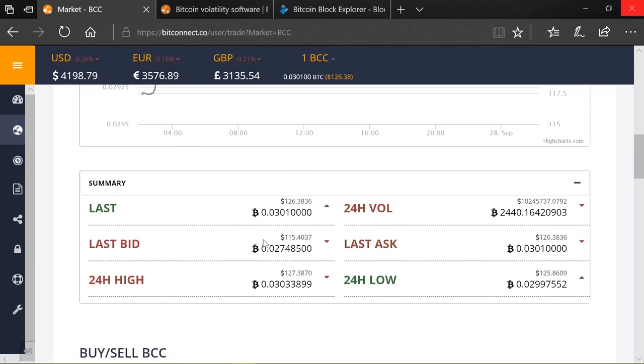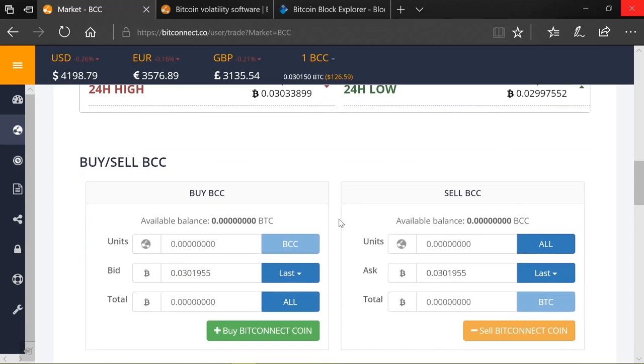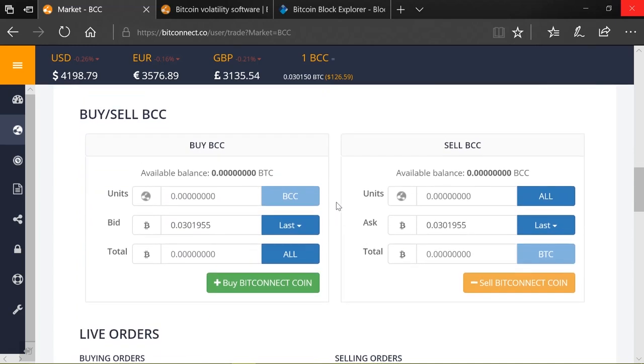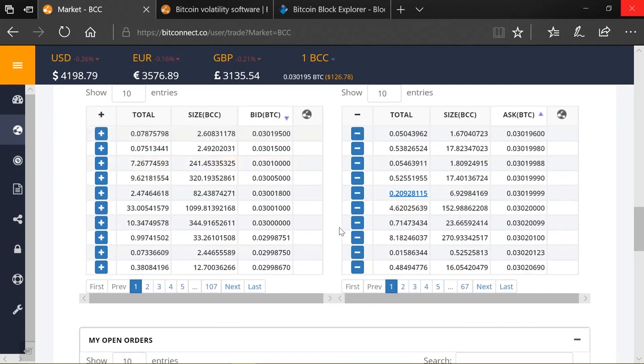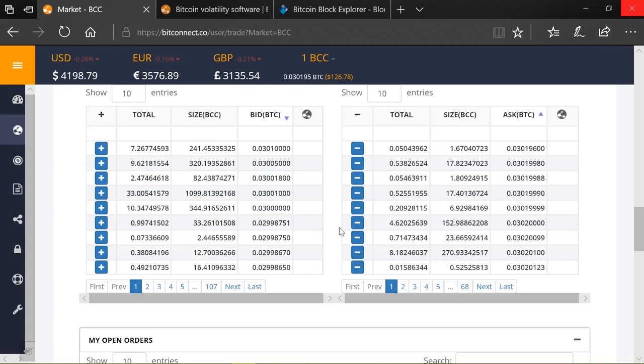So this gives you a summary of the last bid. The 24-hour high was 127, last bid was 126, and this is the buying and selling area. This is where, if you have a figure at the top in your Bitconnect area or in your Bitcoin wallet, you can then trade Bitconnect coins, and you can trade them for Bitcoin, and vice versa. Over here you can sell them. And then here is a list of live orders where you can buy and sell in real time.